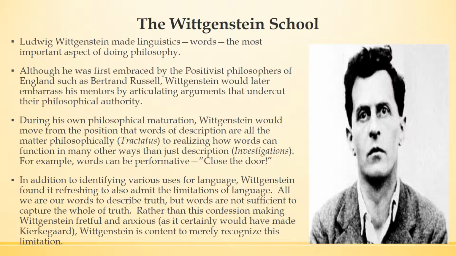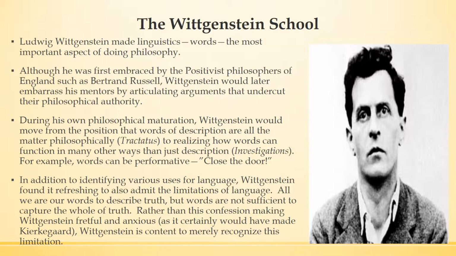Well, now that Wittgenstein has identified various uses for language, he also will be humble enough to admit that language has great limitations. All we have are words to describe truth, but words are not sufficient to capture the whole truth, according to Wittgenstein, only a particular glimpse or one side of a truth.